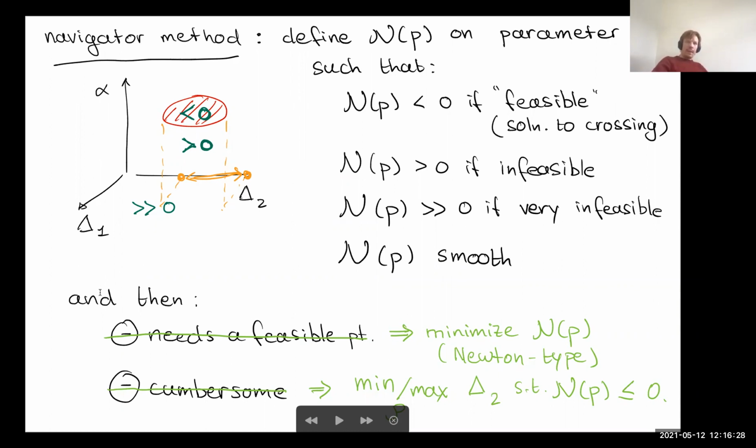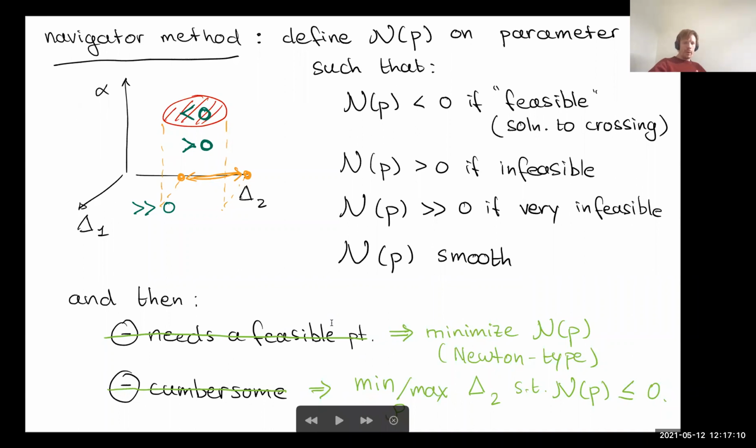So how did we solve the two downsides of the traditional method? First of all, there's no need to initially find a feasible point, because this navigator can do it for you. That's why we called it a navigator function: it navigates towards a feasible point. The idea is you start at any point, and then with a smooth function you can use standard numerical minimization algorithms to move in parameter space such that the navigator function decreases and decreases and decreases until you hit a negative point. I'll come back to these algorithms, but they're basically Newton-type algorithms that we propose.